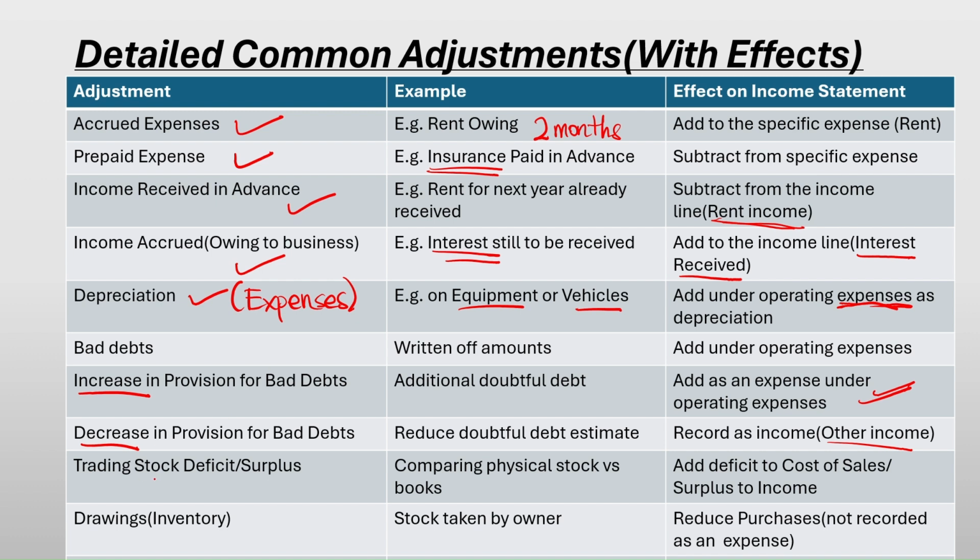Then we also have trading stock deficit or surplus, right? So remember these two things: there's a deficit and a surplus. Remember, a deficit is a loss, a surplus is a profit, right? With the trading stock deficit or surplus, we are going to compare the physical stock and the books, right? So let me explain this one.